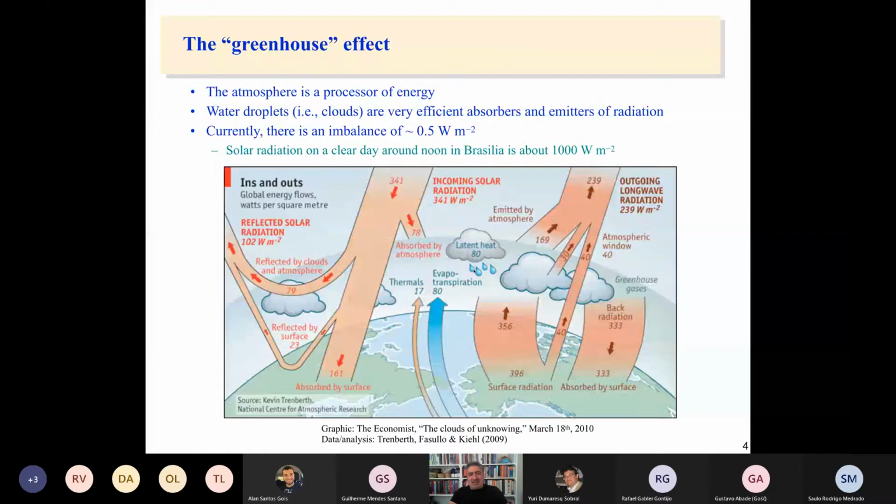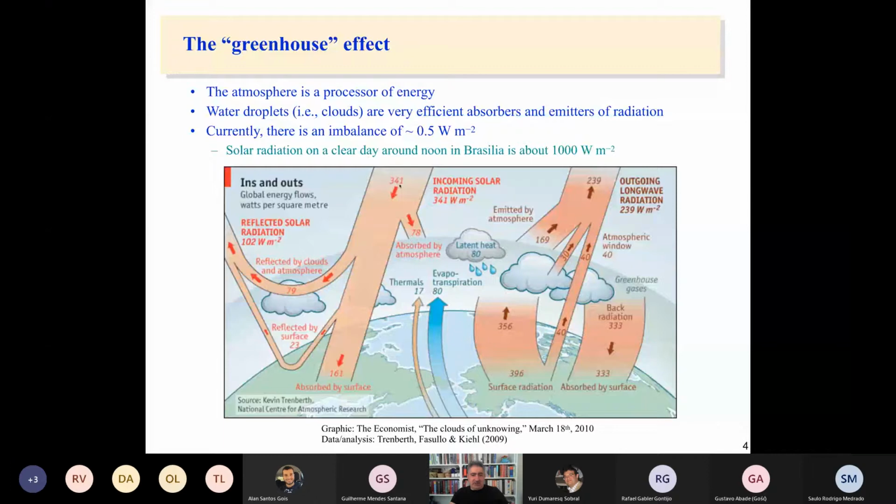And in reality, the atmosphere is really a processor of energy. And what you see here, these numbers and the colors of these arrows, are the types of energy flows that are happening in the atmosphere. Again, this is mean over day, night, all seasons. So this 341 is the incoming solar radiation. This orangey color here is mostly solar radiation, mostly the visible wavelengths. So this is the short wave radiation.